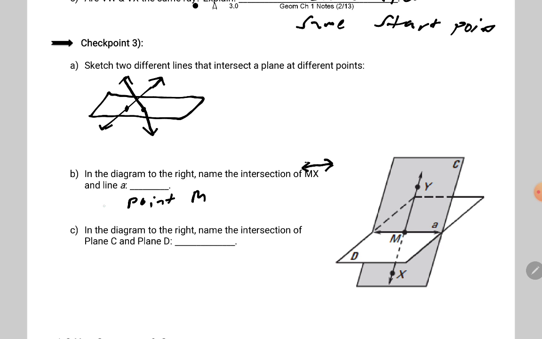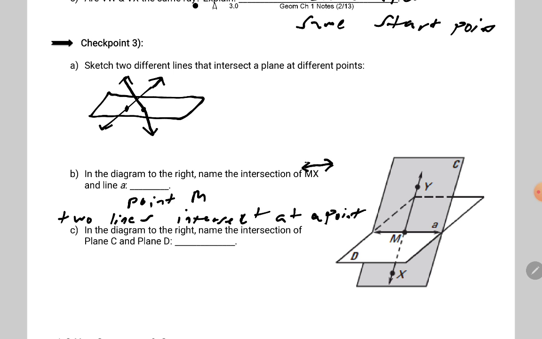Two lines, if they intersect, intersect at a point. So two lines intersect always at a point. Well, they don't always have to intersect, but if they do intersect, it's always at a point.